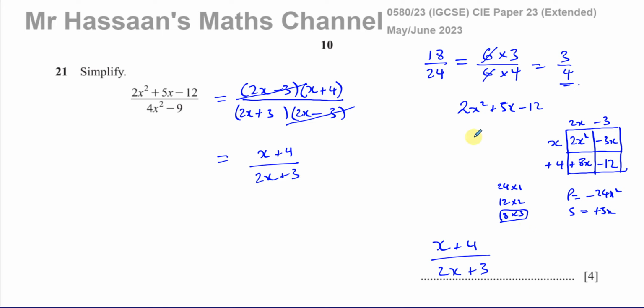And we could have checked to see, are we correct with this factorizing? 2x squared plus 8x minus 3x, that's going to be plus 5x minus 12. So that's correct, and we have our answer. That's the answer for 21.